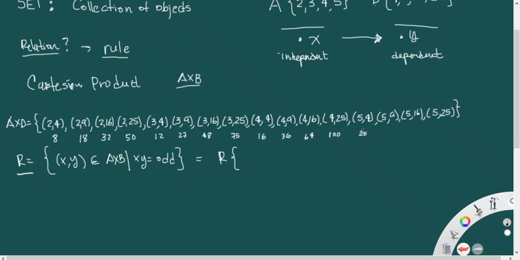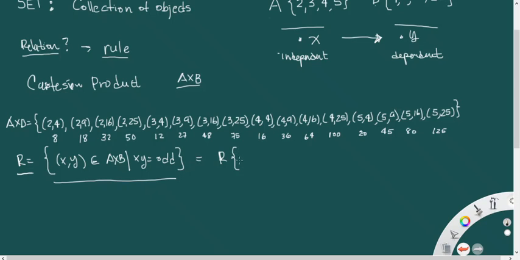This is equal to 20. This is equal to 45. This is equal to 80. And this is equal to 125. So once we have the products of all the ordered pairs, we can now start looking for all those products that satisfy, or make true, this statement.